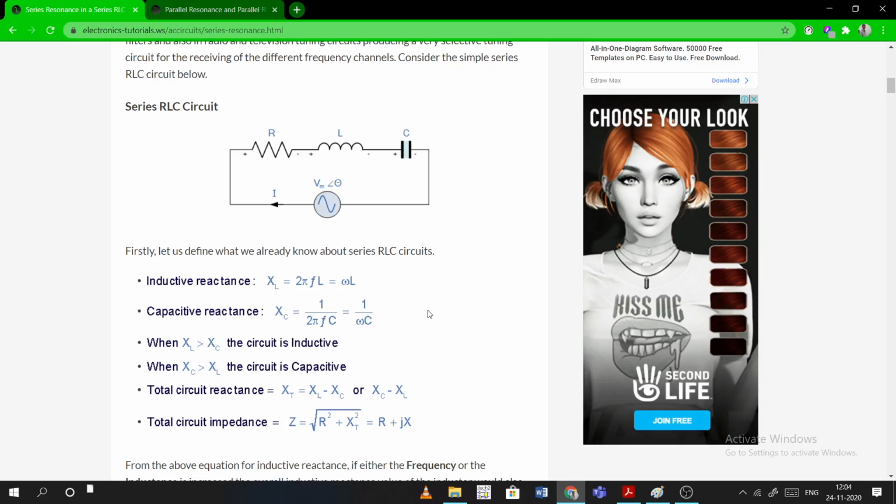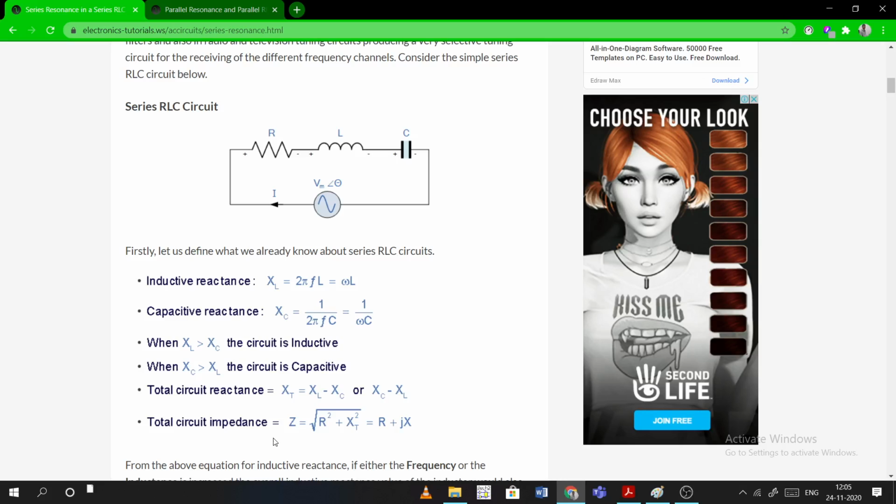So when XL is greater than XC, the circuit will be inductive because the inductor is dominating the capacitor. When XC is greater than XL, then it is a capacitive circuit as the capacitor is dominating the inductor. So we'll see a difference between XC and XL, that is called total reactance, XT. XT is XL minus XC or XC minus XL: if XL is greater than XC, you take XL minus XC; if XC is greater than XL, we take XC minus XL. That is XT.